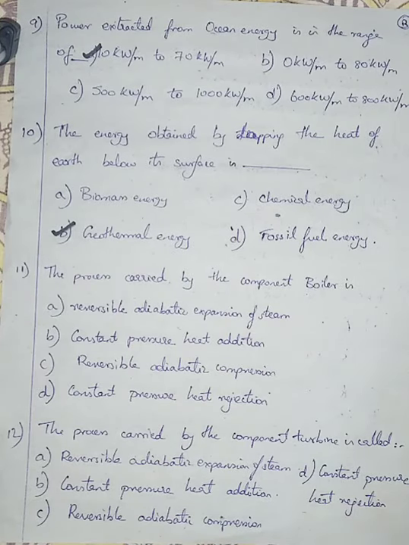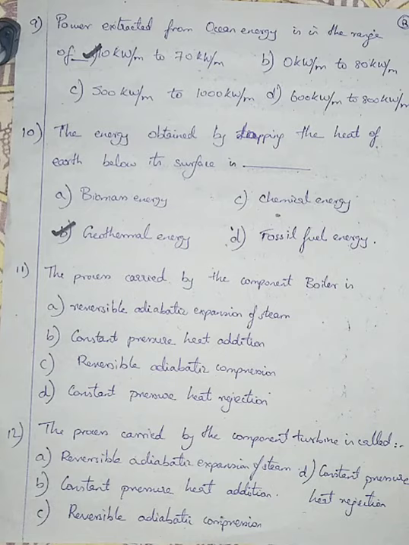Question number 11. The process carried out by the component boiler is called boiler. Option A is reversible adiabatic expansion of steam. Option B is constant pressure heat addition process. Option C is reversible adiabatic compression process. Option D is constant pressure heat rejection process. What process does this boiler perform?